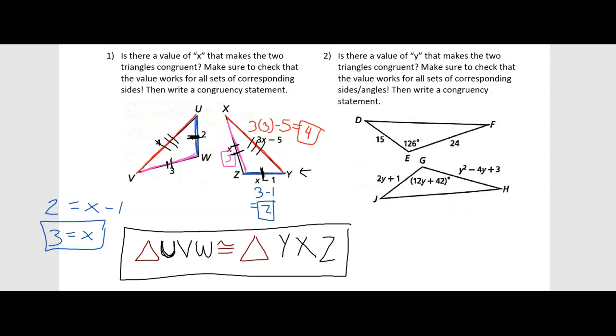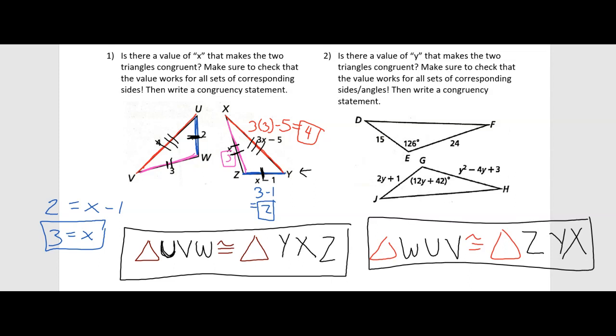Remember that your congruence statement may look a little different than mine, right? There's several different ways we could write this. As long as my letters are in the same corresponding positions, right? So U and Y have to be in the same spot, but I could put them both second. I could put W and Z both first, and I can't put them in the same triangle. And then I have V and X in the third spot.